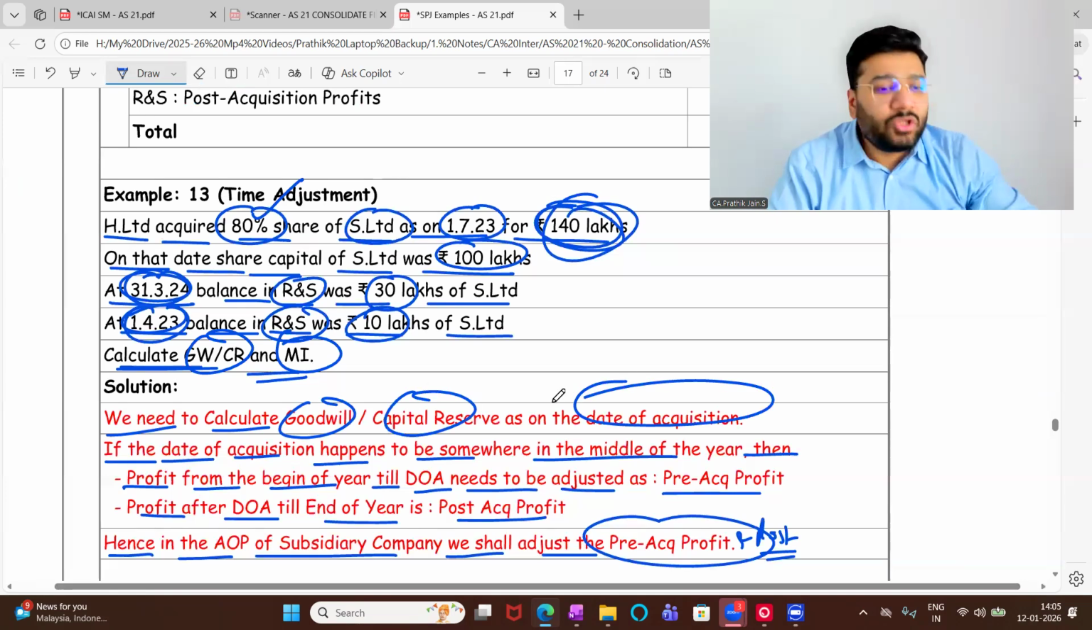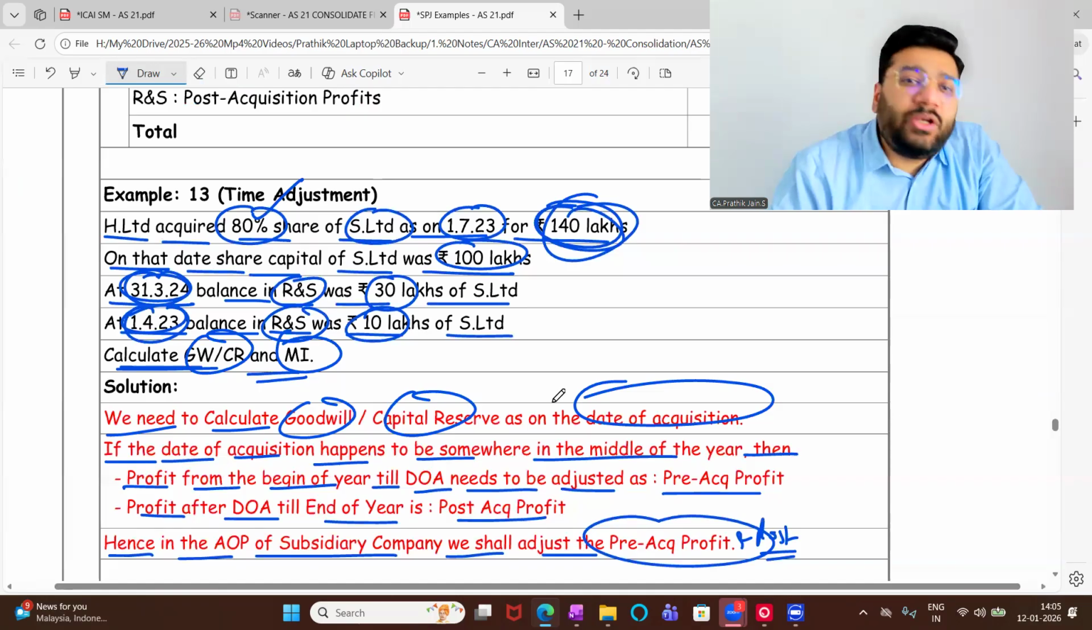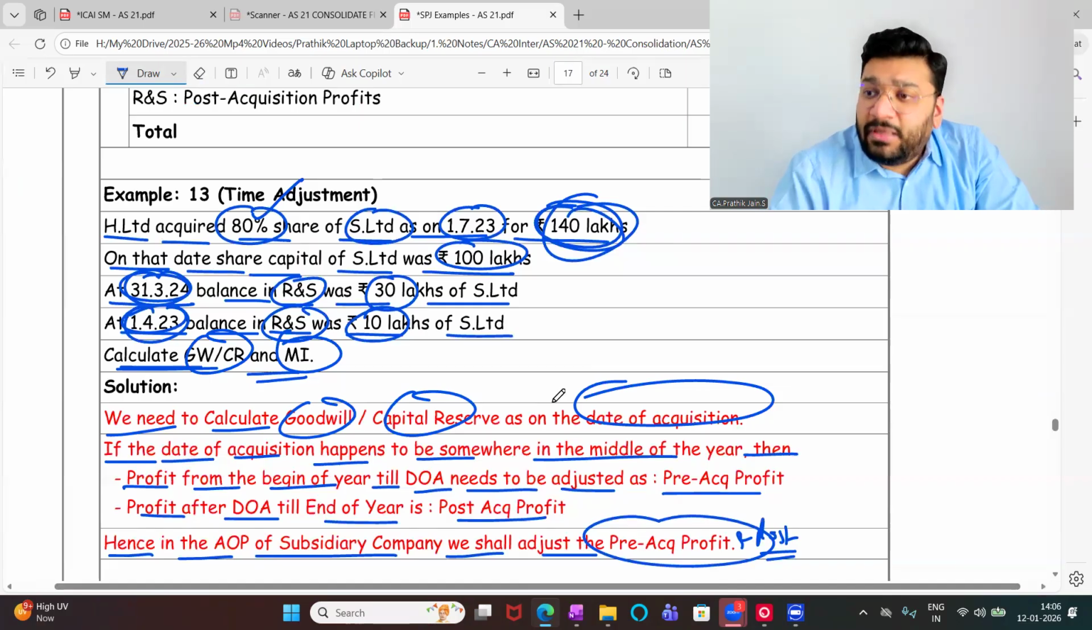Okay or not okay? So my question to all of you, when do we generally do time adjustment? When the acquisition is happening somewhere in the middle of the year, that time the time adjustment has to come. When will the time adjustment not come? Very good. In the beginning of the financial year or the end of the financial year, if date of acquisition is happening, then time adjustment is not required.